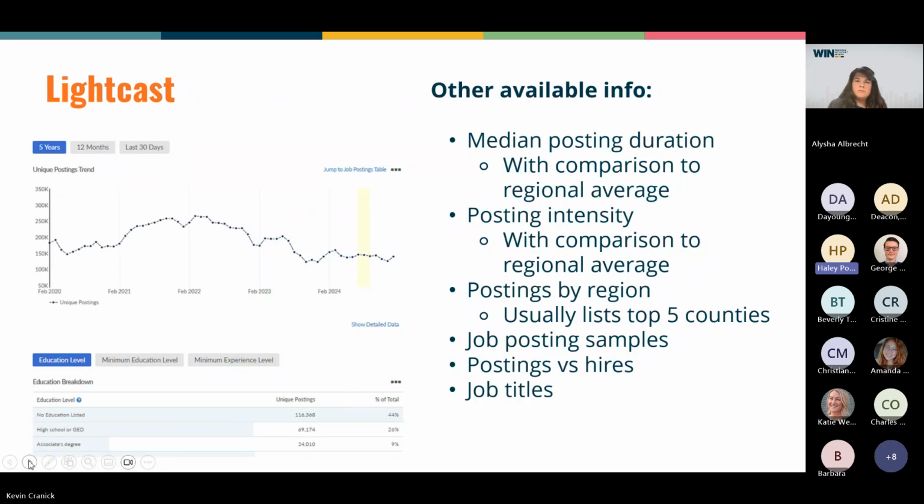So other available information from Lightcast is the median posting duration, where you can see how long a posting was posted in comparison to the regional average, the posting intensity, postings by region, job posting samples, and then job postings versus hires and job titles. And these are some of the charts pulled directly from Lightcast, so you can see what the data looks like when you're actually pulling it from Lightcast. Go ahead and go to the next slide.